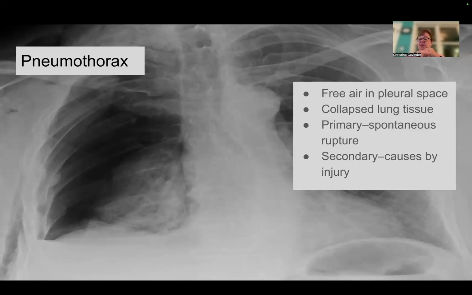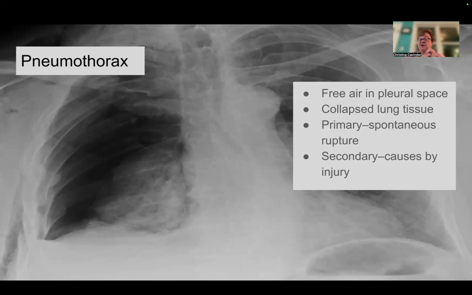So it could be primary, so it just ruptures. Some people that are more at risk for a pneumothorax would be really tall people with a large thoracic cage. They are prone to these spontaneous pneumothoraces.